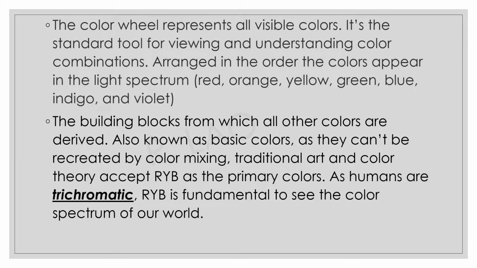Color wheel represents all visible colors. It's the standard tool for viewing and understanding color combinations arranged in the order the colors appear in the light spectrum. So usually it refers to the arrangement from warm colors to cool colors. That is why it starts with red, orange, yellow, green, blue, indigo, and violet. Meaning, which ones are the warm colors and which are the cool colors.